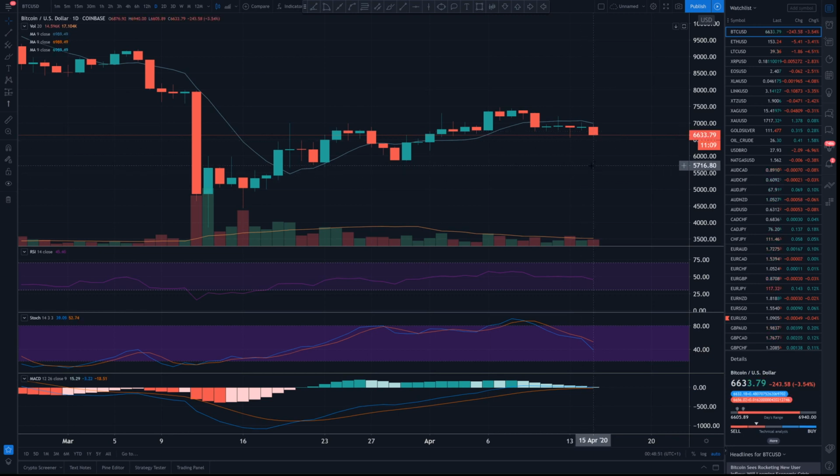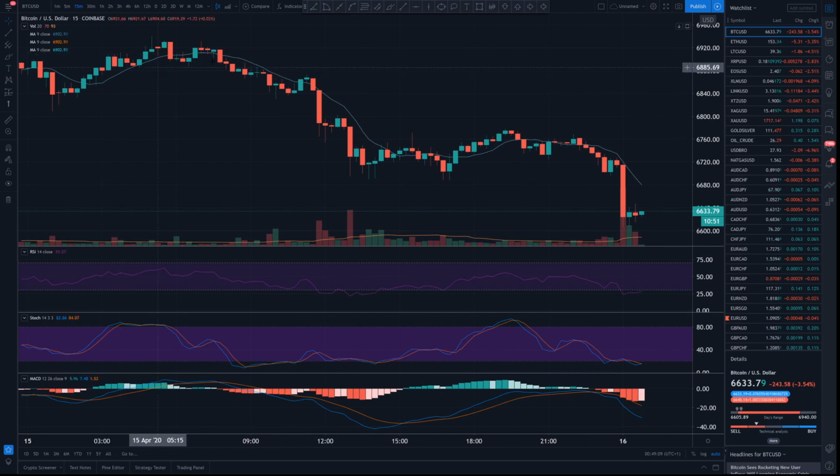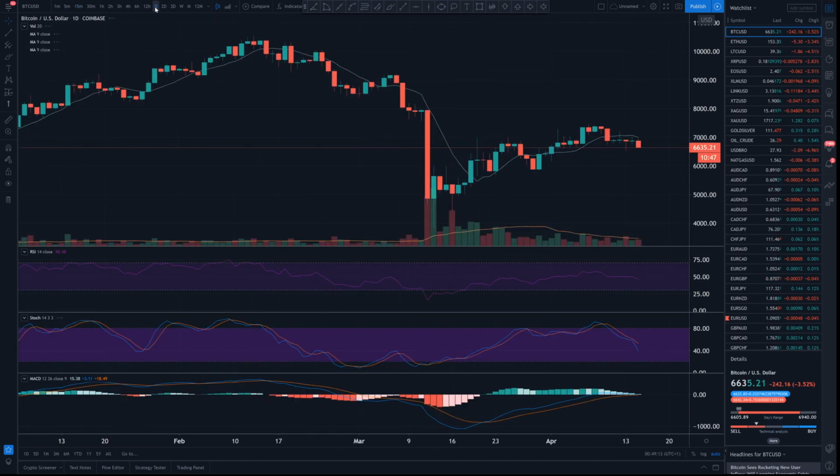So, ladies and gentlemen, I just want to make sure everyone understands how the time frames are relative to each other, and how they are just a more zoomed in version of the next time frame. So there are 96 of these 15-minute candles in one daily candle.